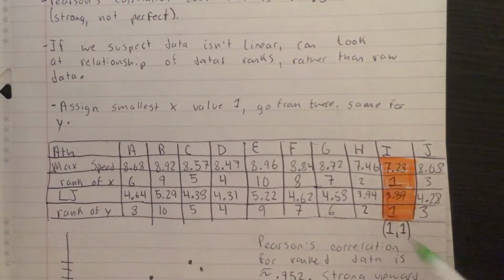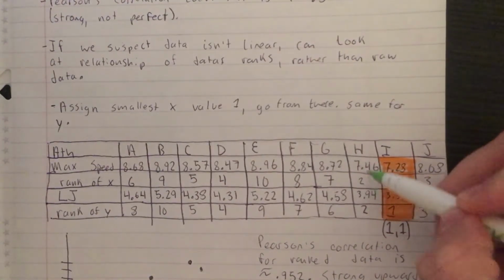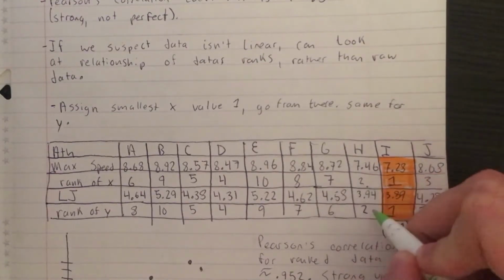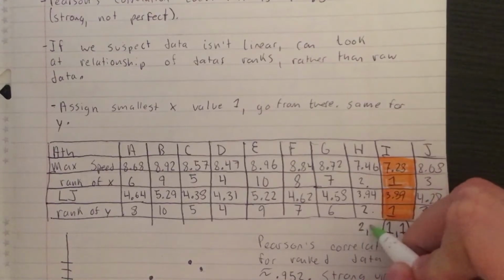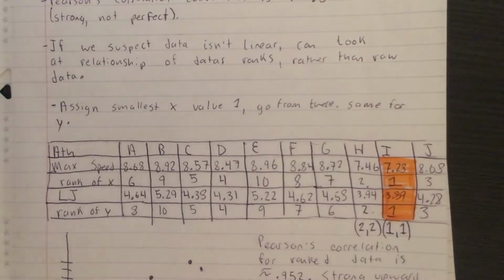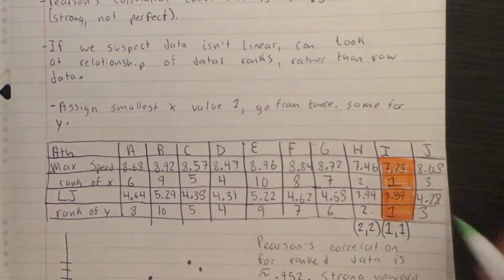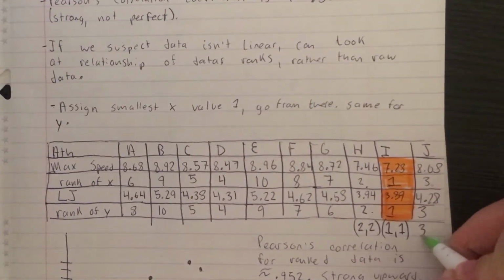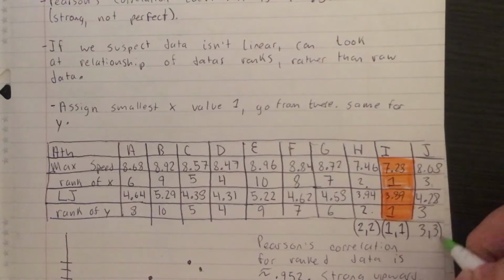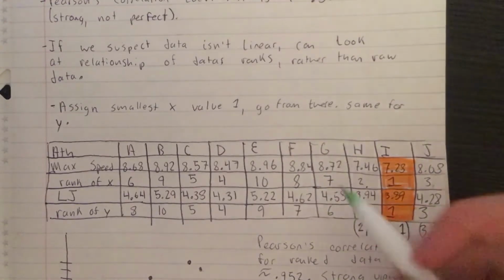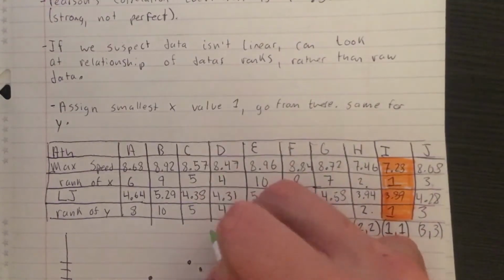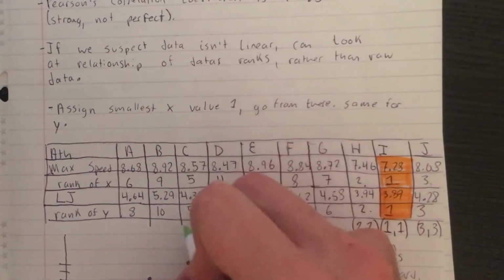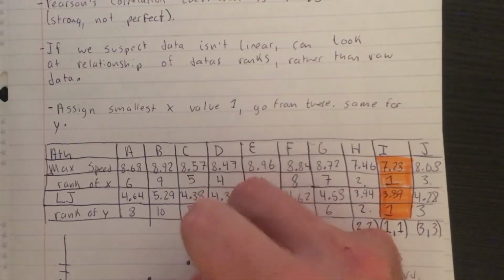And we're going to do that for each of these. So athlete H here would be denoted the second lowest speed, second lowest long jump. We're going to go through and write ordered pairs for these real quick. Athlete J would be third lowest speed, third lowest long jump. Athlete D here would be 4 and 4. C would be 5 and 5.